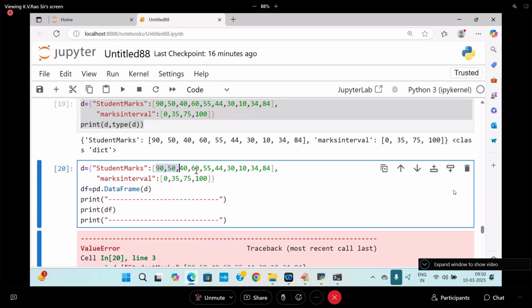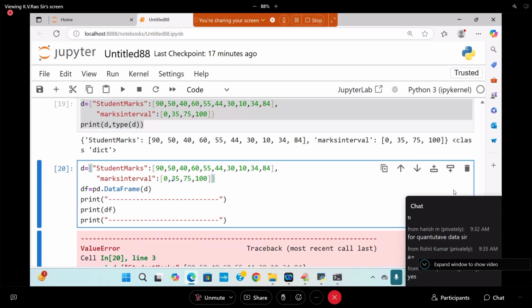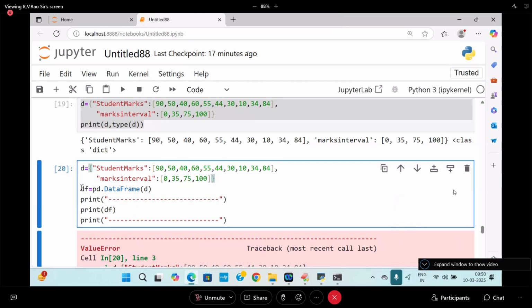There is no rule that the number of values here must be equal to the number of columns, right? A data frame is supposed to contain these, called my marks. How many are there? 3 and 6, almost 10 are there. But here I am having only 4. That is not possible, it is saying.